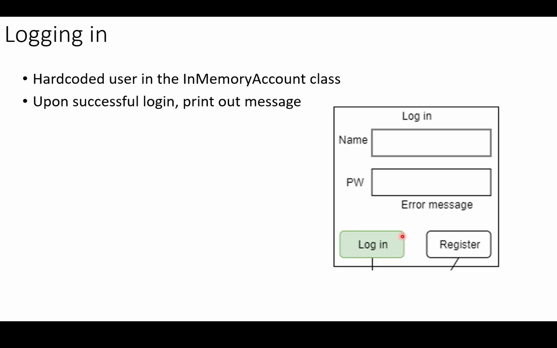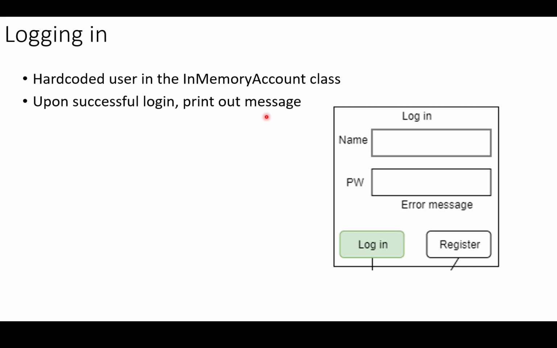If I get a negative response because I inserted something wrong here, then I want that printed out here so the user can see it. So for now we just use a hard-coded user in the in-memory account class, and a successful login means that I am printing out a message.